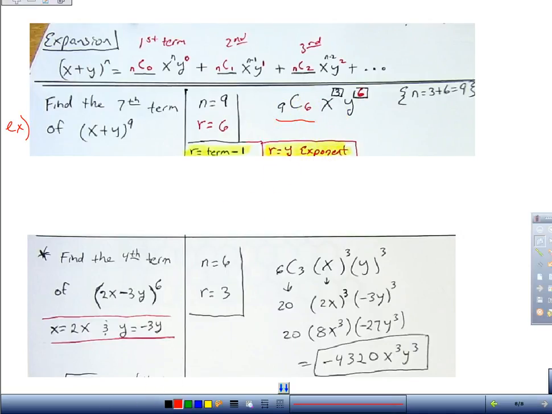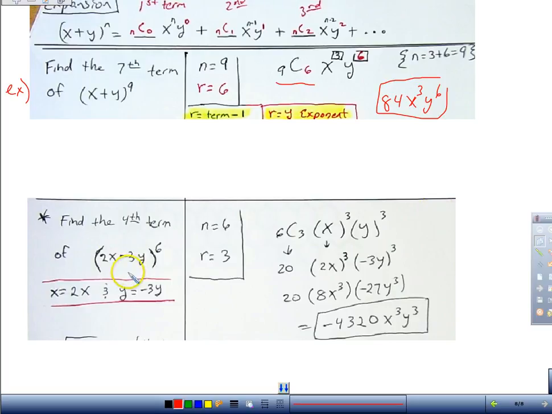Okay? And let me work it out. Okay, and the answer is 84. When you do 9 choose 6, you get 84, and then you still have the x cubed and the y to the 6th. So that is that term, the 7th term of that expansion.